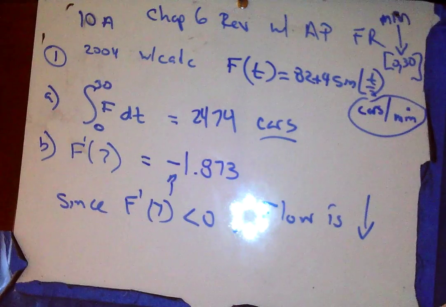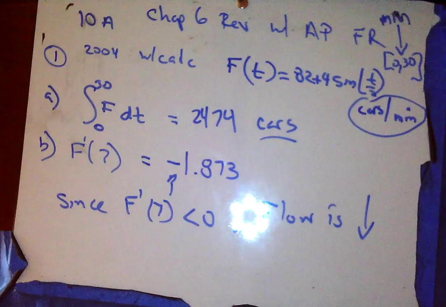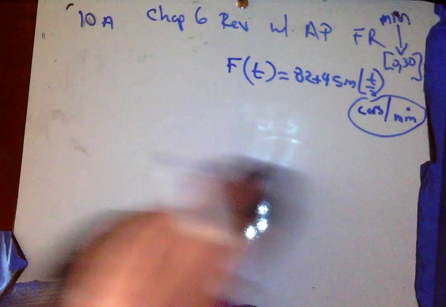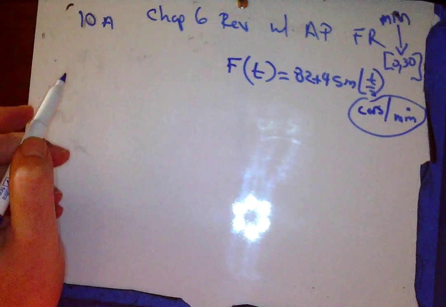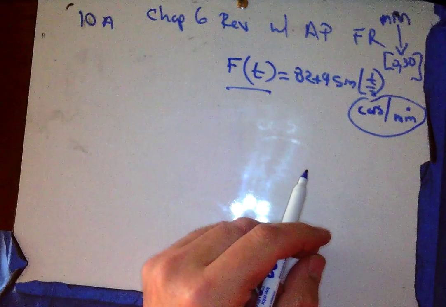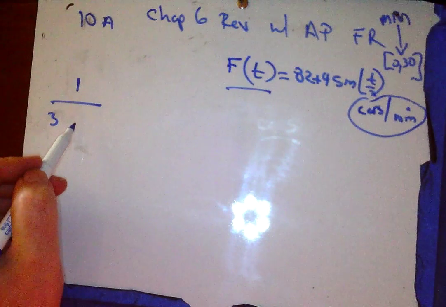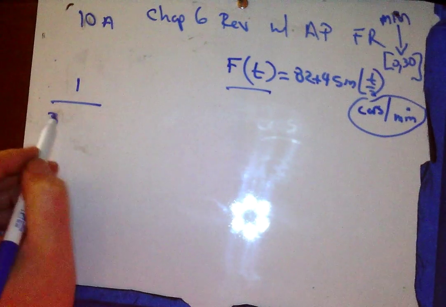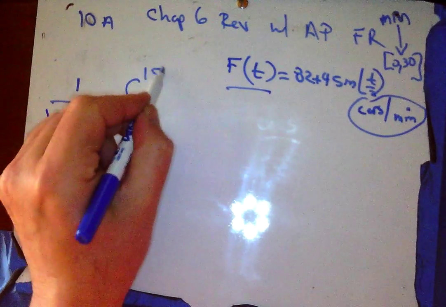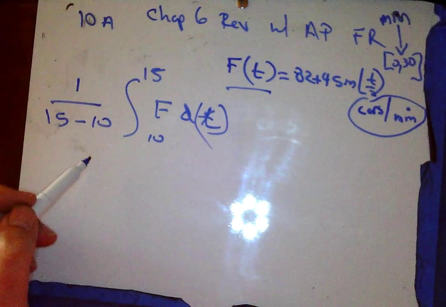See how some of these are circled? The circled ones specifically apply to stuff we need to be comfortable with for our Chapter 6 test. Okay? And so this one is circled, part C. What's the average value of traffic flow? Well, I want the average value of that function. I need to use the average value formula. And are we on the interval from 0 to 30? No, we're not. We're going from 10 to 15. 10 to 15, big F dt. There's the average value of flow, right?